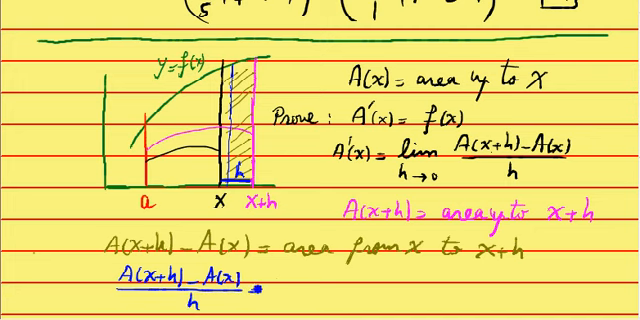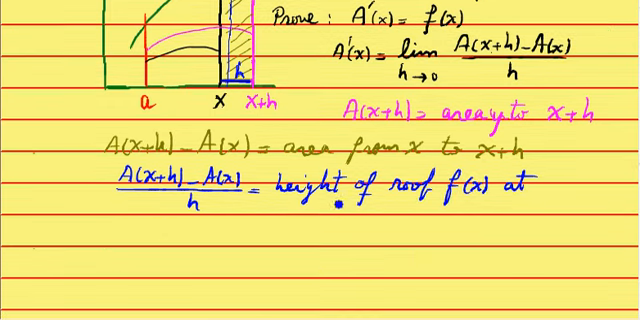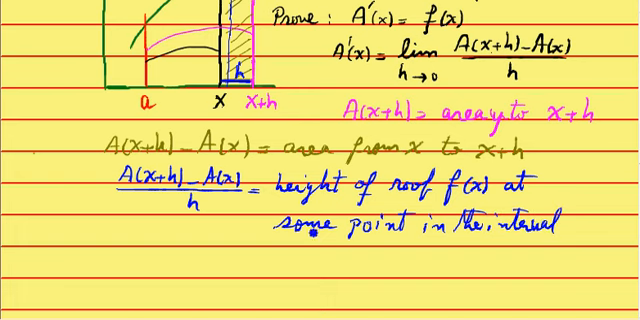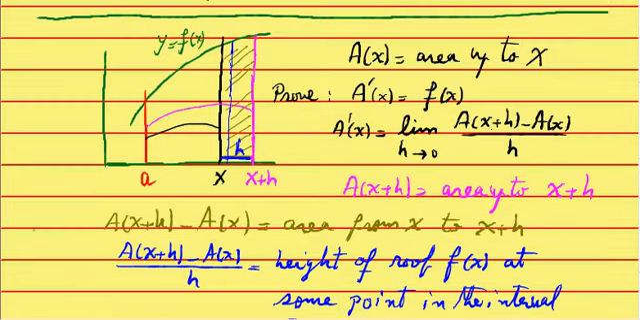So A of x plus h minus A of x over h is equal to the height of the roof, f of x at some point in the interval from x to x plus h. There's a theorem that proves this thing, but we are just relying on intuition. I divide this area by this base, I'm going to get the height somewhere.